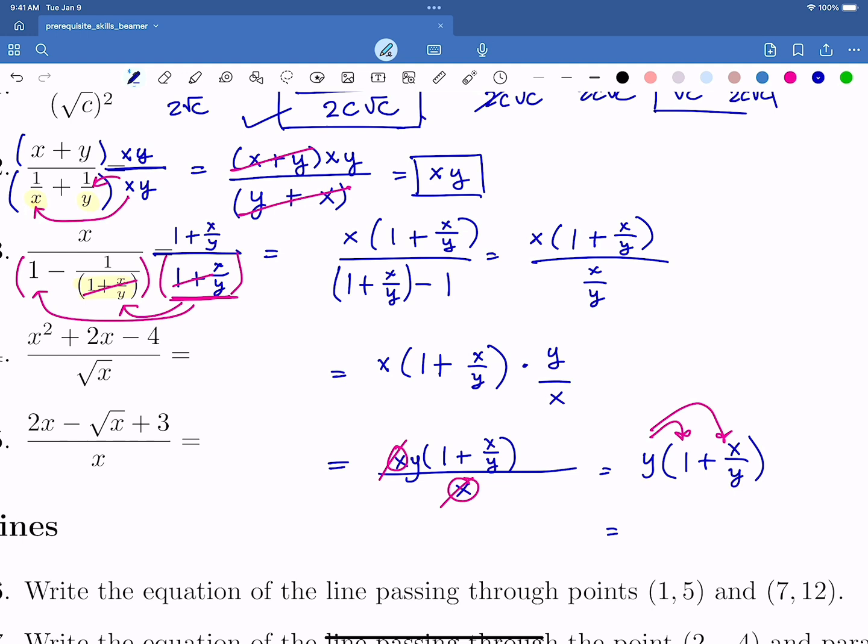I'm going to have y plus, when I multiply y times x over y, I just get x. So the final answer is y plus x, or x plus y if you want to put it in alphabetical order. Okay, x plus y.